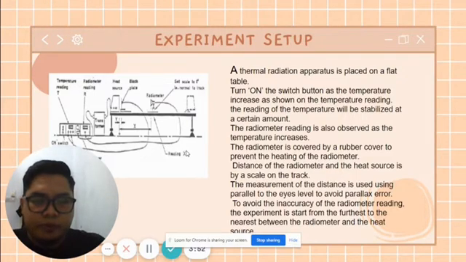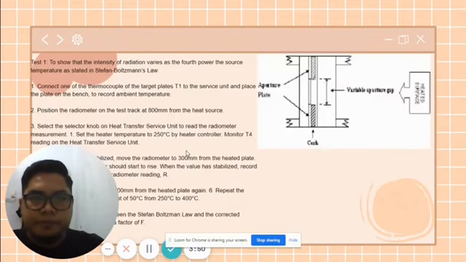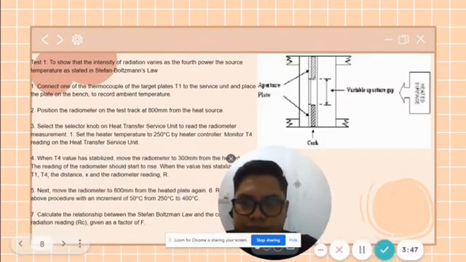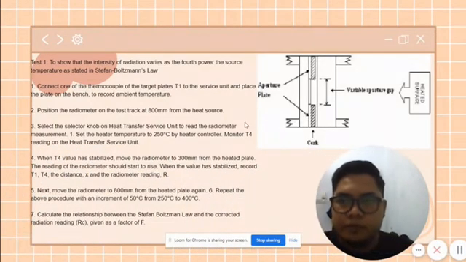Then for the experiment procedure, test one is to show that the intensity of the radiation varies as the fourth power of the source temperature, as stated in the Stefan-Boltzmann law. First, we connect one of the thermocouples of the target plate T1 to the service unit and place the plate on the bench to record the ambient temperature.